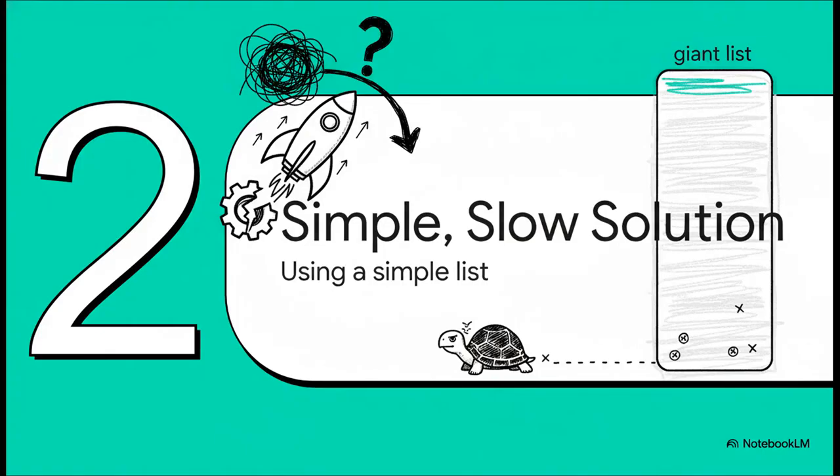Okay, so if you're tasked with solving this, what's the first thing you'd think of? Probably the most obvious approach, right? Just make one giant, single list. It's simple, it makes sense. But as you're about to see, it has a massive, fatal flaw.